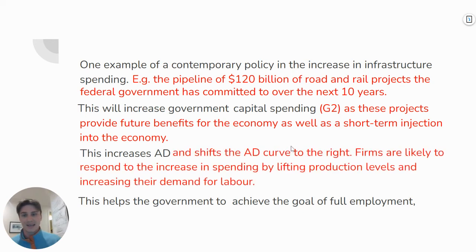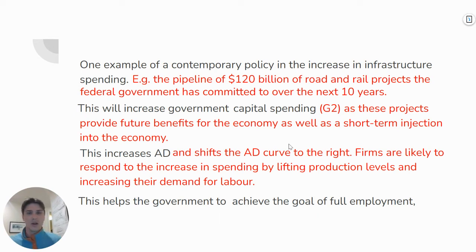So this increases AD, and as the AD curve shifts to the right, this is the part that students always forget. There's more spending in the economy. Now we're going to think about our circular flow model. How does economic activity work? More spending leads to more production.